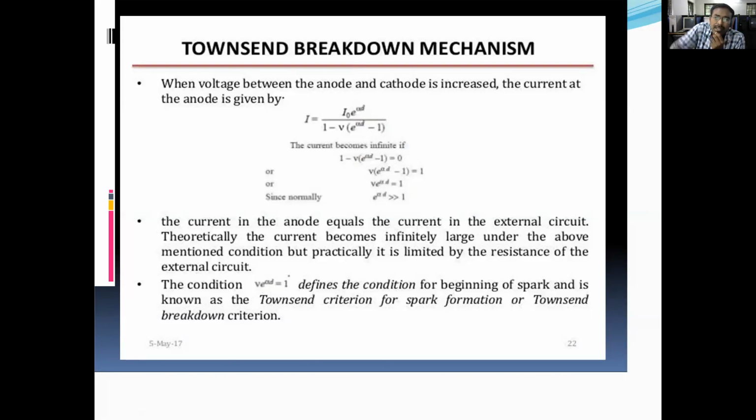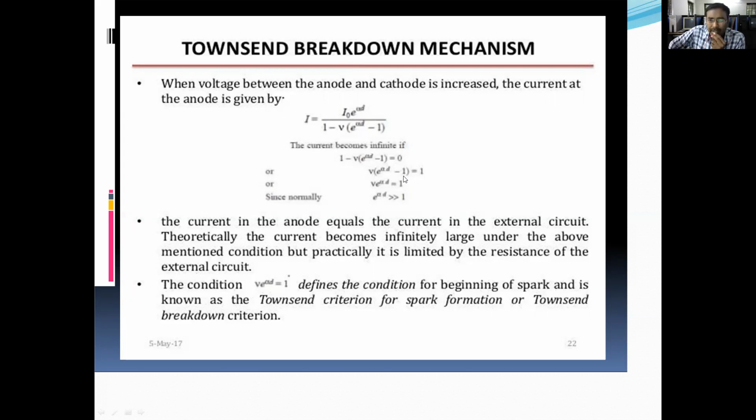Then the equation is I = I0 e^(αd) / (1 − γ(e^(αd) − 1)). Substitute the current equal to infinity, that is 1/0. Then we get 1 − γ(e^(αd) − 1) = 0. So we get γ e^(αd) = 1. Here e^(αd) is greater than 1.